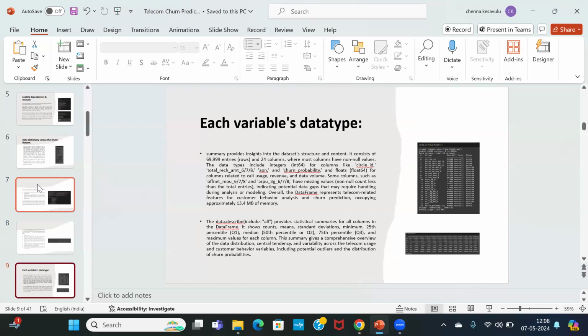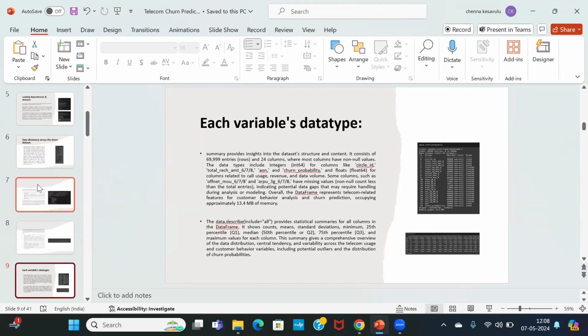Coming to the data type of each variable that we have used here, it comprises many entries, almost 69,000 entries and 24 columns, as mentioned over here. Mostly they are non-null values. The data types include integers for features like circle ID and total recharge amount, meaning how much amount we are recharging, and churn probability, the ratio of customers that are leaving, and floats for the columns related to call usage, revenue, and data volume.